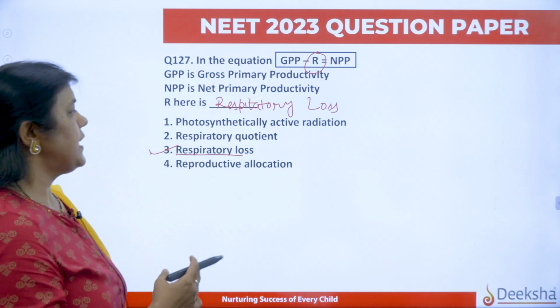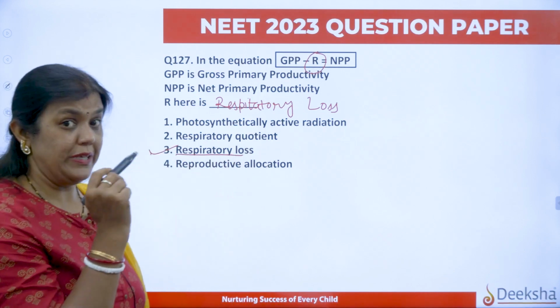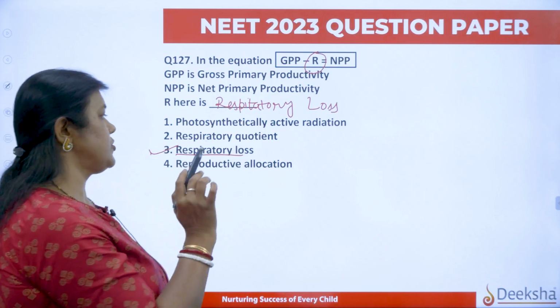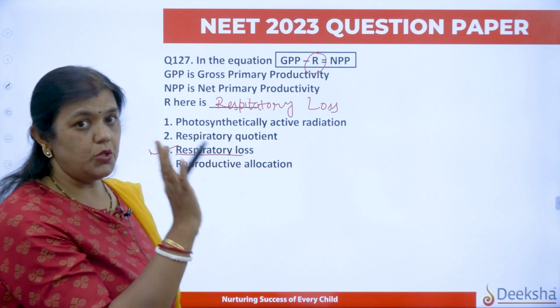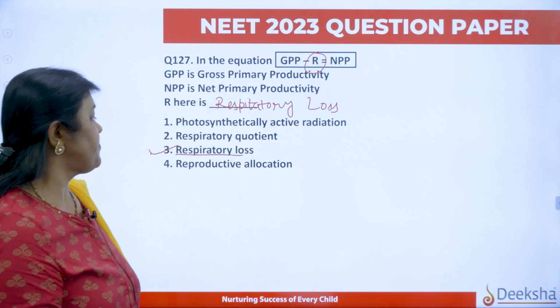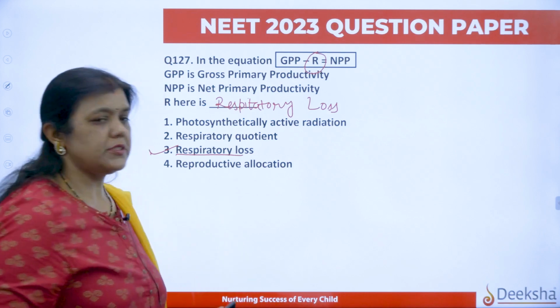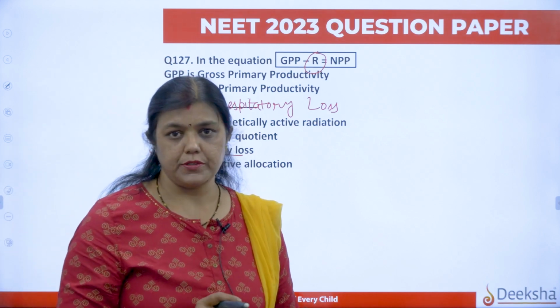So in this one, it is not photosynthetic active radiation, it is not respiratory quotient, which feels like respiratory quotient, but respiratory quotient and respiratory loss are two different things. We are talking with respect to gross primary productivity. Reproductive allocation, no, that's the wrong answer. So in these type of questions, I want you to have a direct approach.